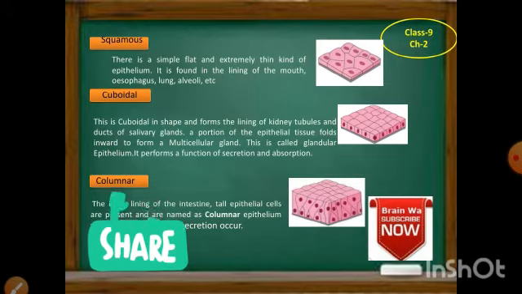cuboidal. And now columnar epithelial tissue structures are pillar-like and nuclei are oval shaped. It is found in fallopian tube of female, and its function is membrane of intestine. Cells have microvilli for absorption of nutrients.